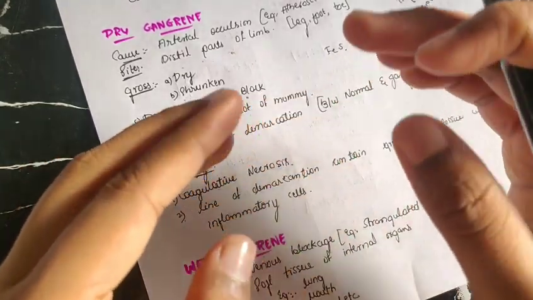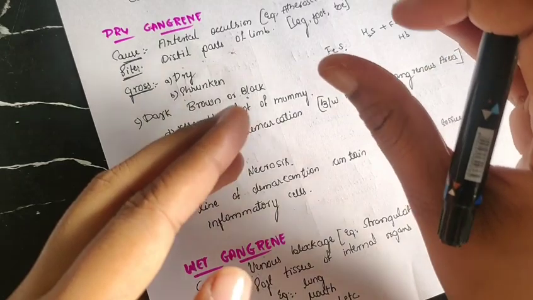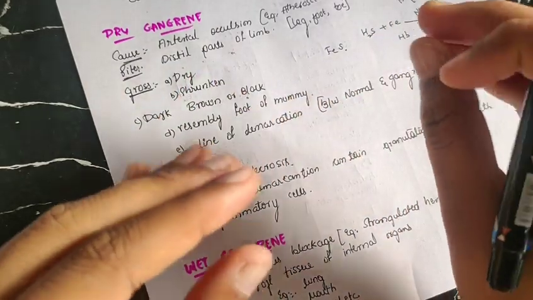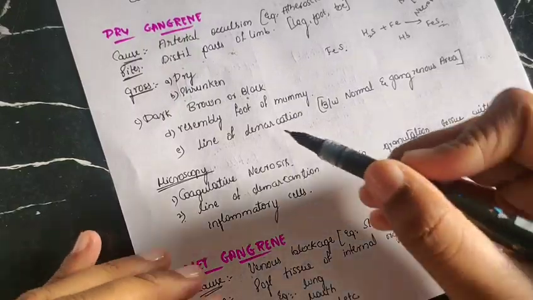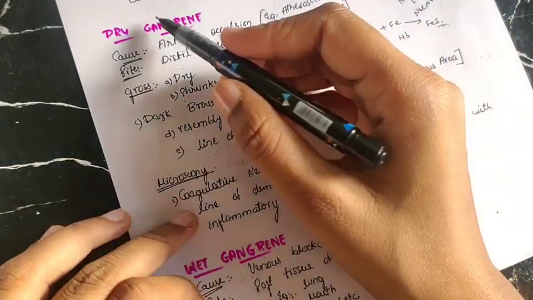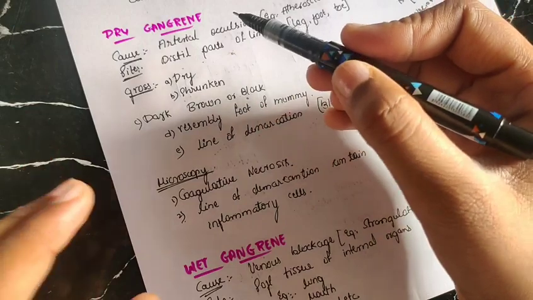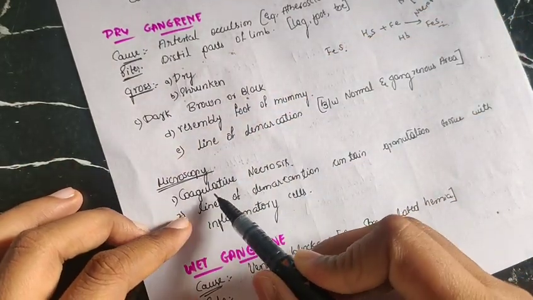The line of demarcation will be between the normal tissue, which is a viable tissue, and the gangrenous area. You can see the line of demarcation. Microscopically, dry gangrene is an example of occlusion. I already showed occlusion or due to ischemia. That is a coagulative necrosis.